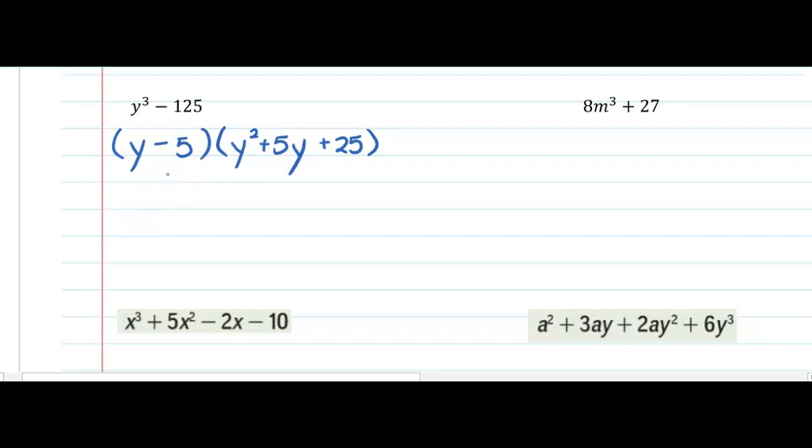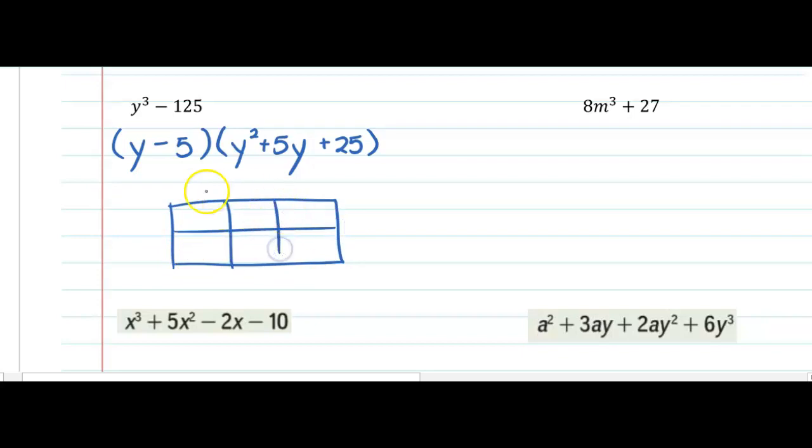If you were to put this into a box to check it, it would come out as what we started with. Let me show you. We get y cubed, 5y squared, 25y, negative 5y squared, negative 25y, and negative 125. These cancel. I'm left with y cubed minus 125, so I know that I factored it correctly.